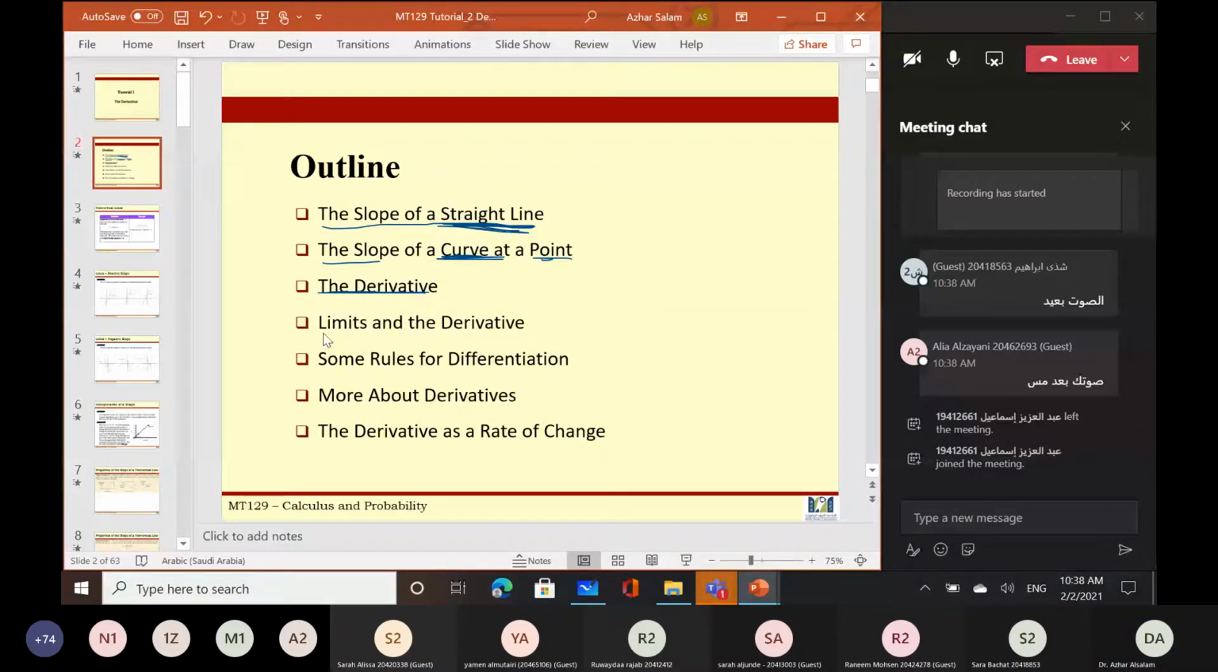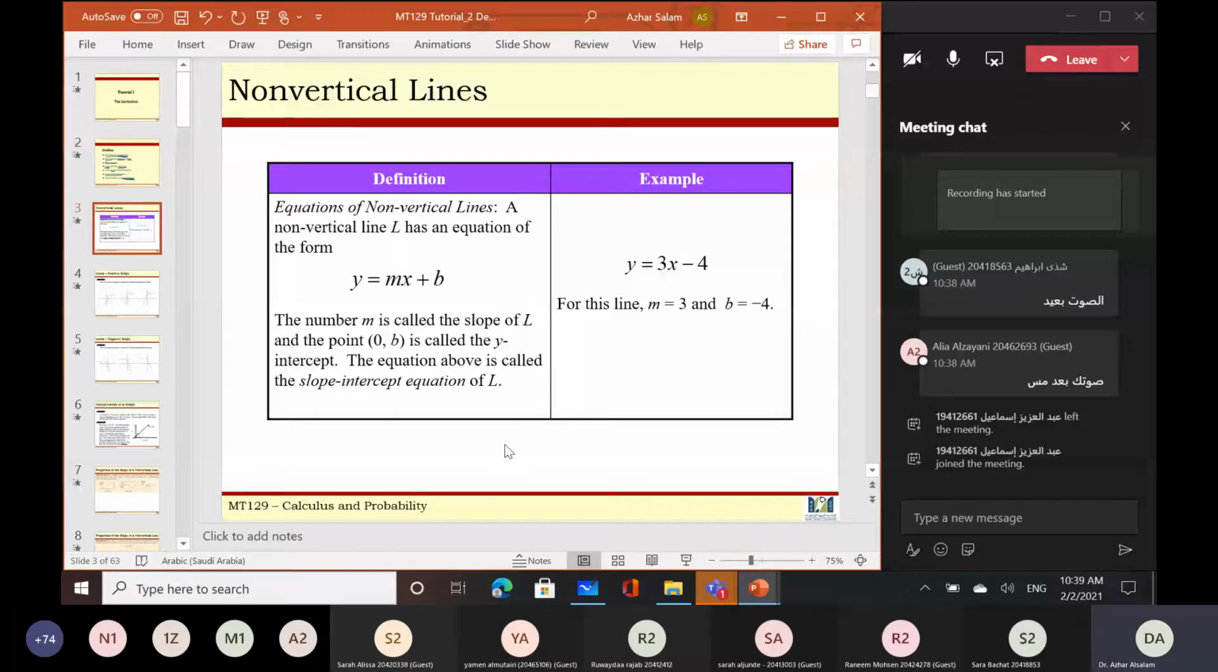Okay. After that, we will use limits to find the rules of derivatives. We will define some rules of derivatives using limits. We'll talk more about the derivative. Then we'll take an application on the derivative, which is the rate of change. This is the most important application on the derivative, which is the rate of change. Okay?